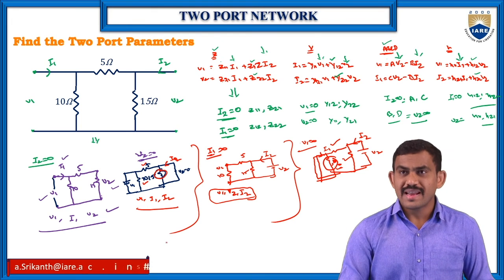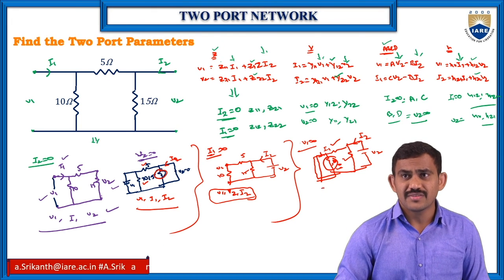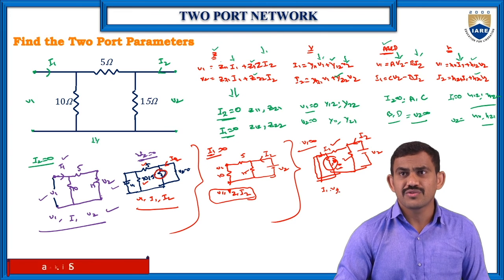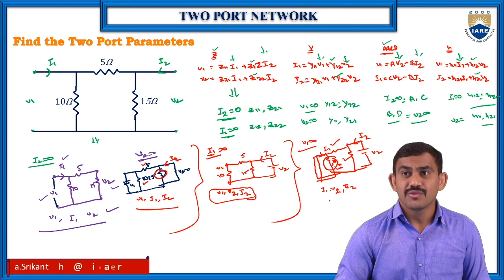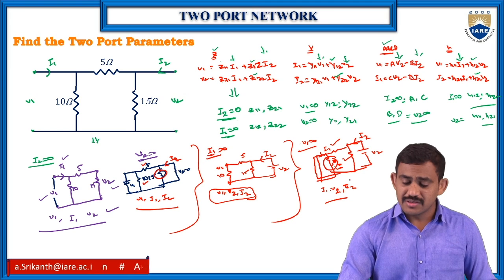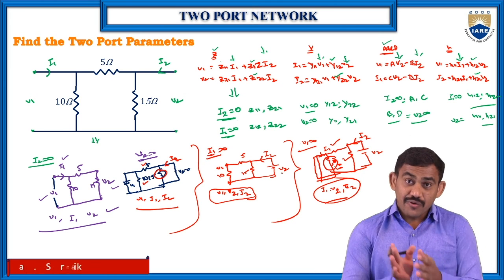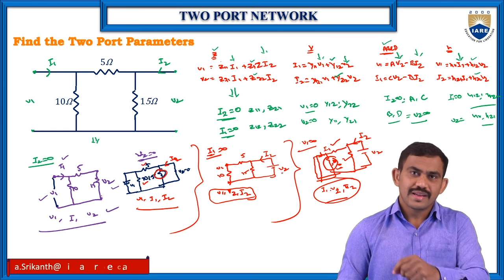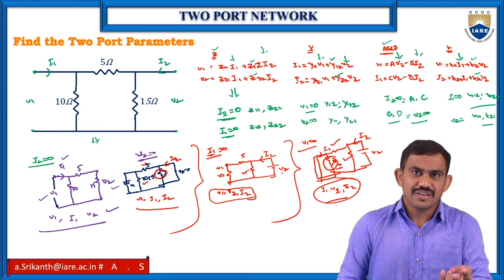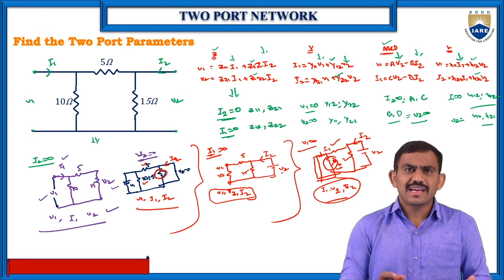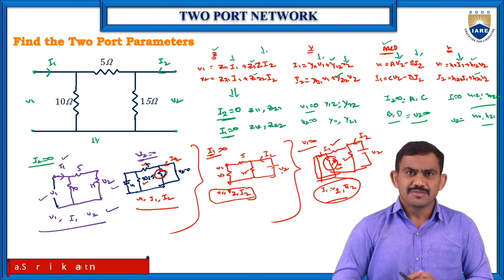Now which values do we need to find out? That is I1 value, V2 value and I2 value. What about V1? V1 is 0. If you find out these three values, we will get the remaining parameter values. These are the four conditions. If you know the four conditions, we will get the answer. Otherwise, through equations, we will get the parameter values.